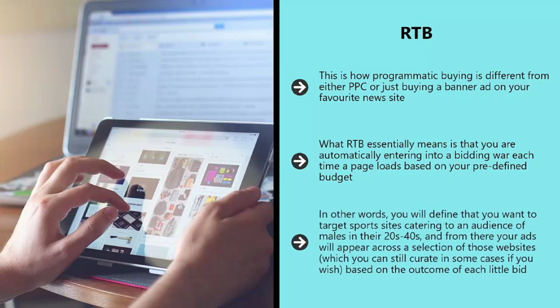In other words, you will define that you want to target sports sites catering to an audience of males in their 20s to 40s, and from there your ads will appear across a selection of those websites, which you can still curate in some cases if you wish, based on the outcome of each little bid. This allows you to target your audience across a range of different sites and to avoid paying too much to do so.